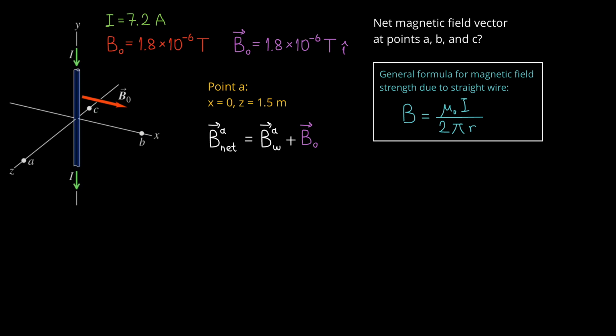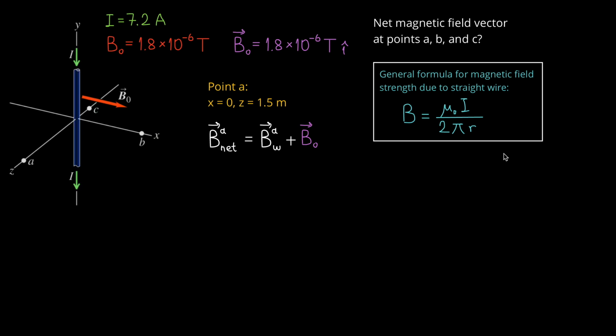Now, here's the general formula for magnetic field due to a straight wire of current capital I at a distance r from the wire. It's equal to mu 0 I divided by 2 pi r. We will apply this to each point, starting with point A. In addition, we need to also determine the direction of the magnetic field vector for each point. Now, for that, we need to use the right-hand rule.